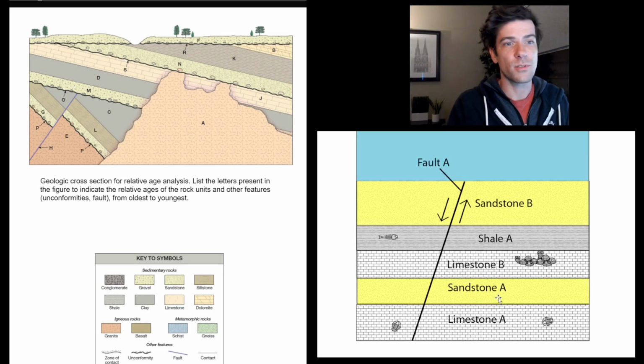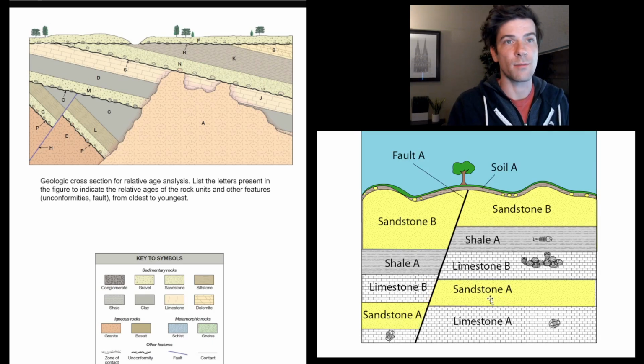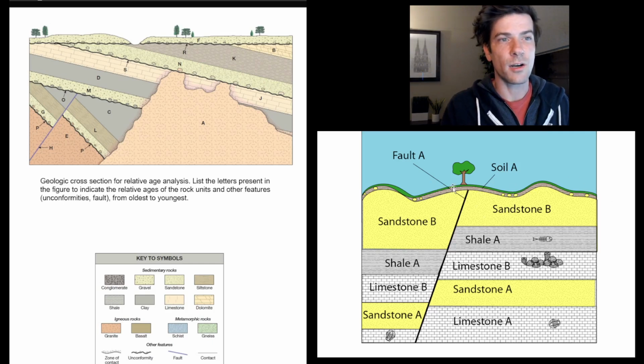Okay, and so faults are one example of this, and we said, in this situation here, this package of rocks, limestone, sandstones, and shales, they're older than the fault. Right, the fault cuts through them, and so the fault must be younger. The soil on top and this erosional surface that it represents, that's younger than the fault, right? Because the fault doesn't go through it. The soil cuts across the fault, so it's the youngest.